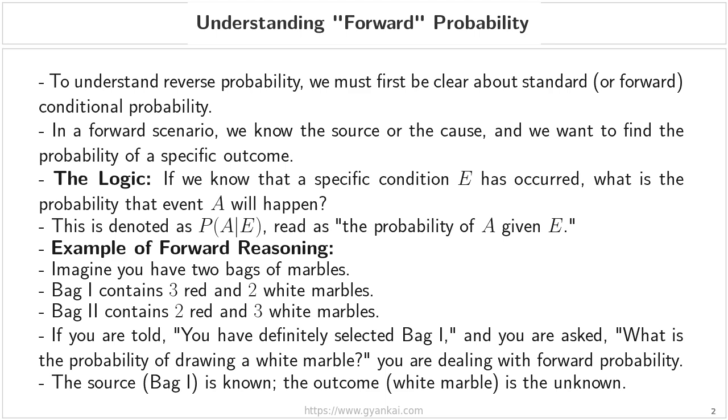Why? Because the source, which is bag 1, is already known to you, and the only thing you are trying to figure out is the unknown outcome, which is the color of the marble. Keep this cause-to-effect flow in mind, because in the next slide, we are going to see what happens when we flip this entire process on its head.